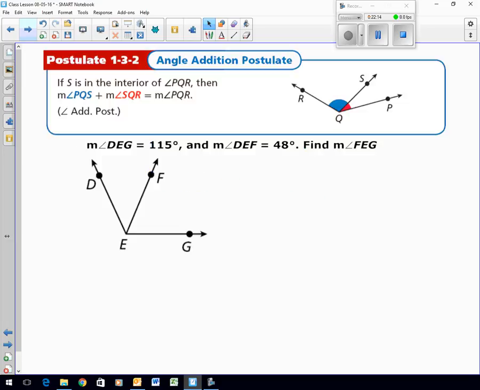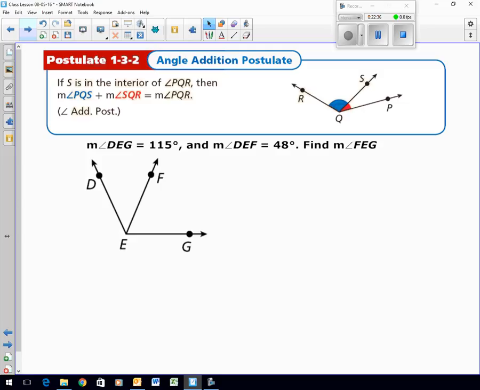Okay? One last big one, last thing for today. This is called the angle addition postulate. Okay, I'm going to review it with you. In their example, they have a big angle, PQR. Okay, now I'm going to do a check. I'm going to check with you here.